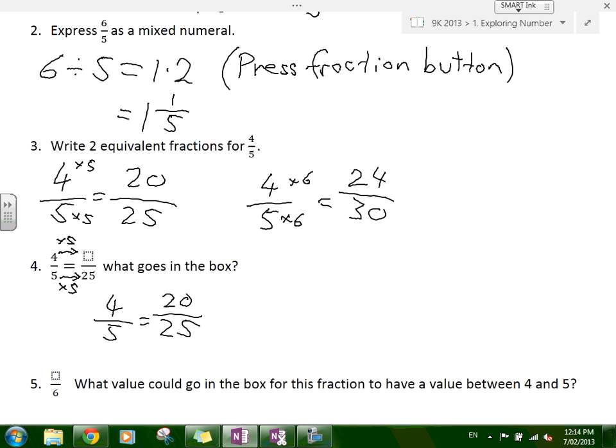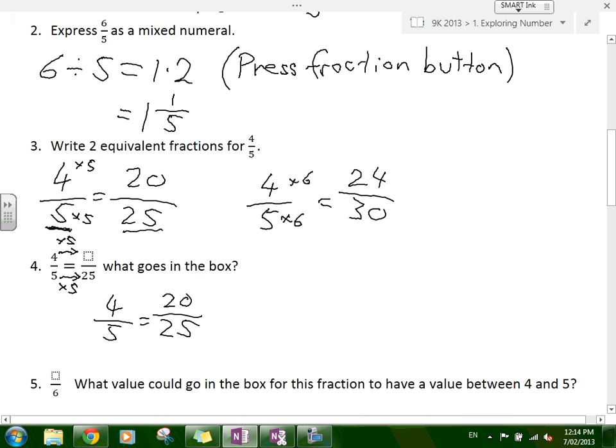Number 3. All I'm saying is, you're just finding two equivalent fractions. So I've picked any value. I could have picked 2 or 3 or 7 or 10 or 100. I'm just showing that there's any number of ways of writing 4 over 5. 4 over 5 can be written in lots and lots of ways, and this is just 2 ways.